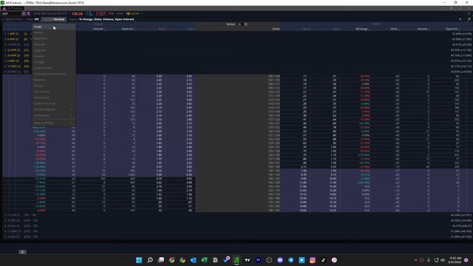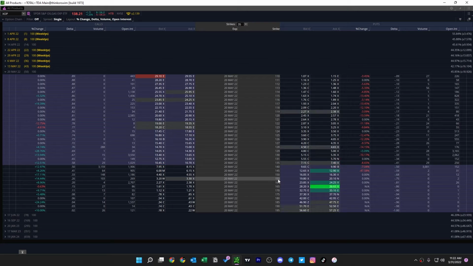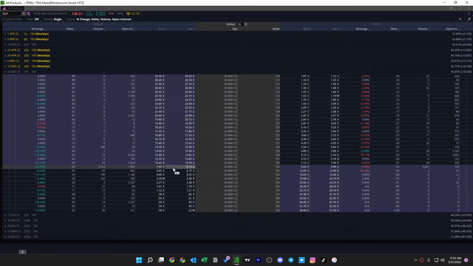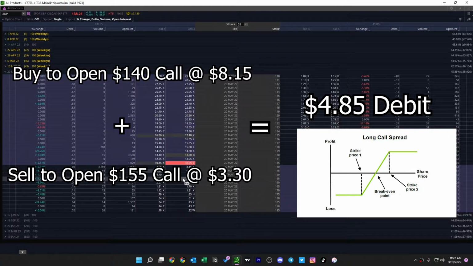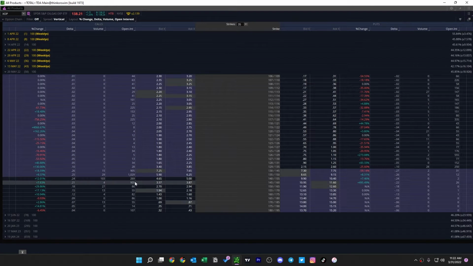So if we go back and look at single and look at 140, this is $8, but since we're going with the 155 strike to sell, we're selling this for $3.30, and we're buying this for $8.15. And so the difference here is about $4.80 or so. If we go back and look at the vertical spread on the deep and wide for 3 strikes away, you can see that that's pretty accurate. That's right in the middle of these two prices here. So that was an accurate estimate that I made. And that's just to show you and reiterate that we're buying the 140 and we're selling the 155 here.